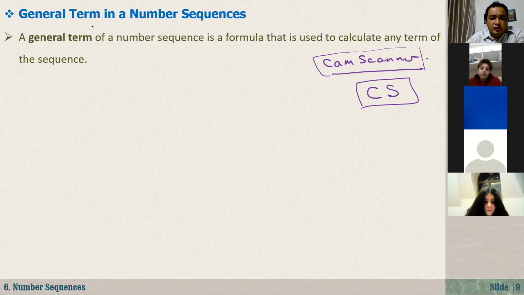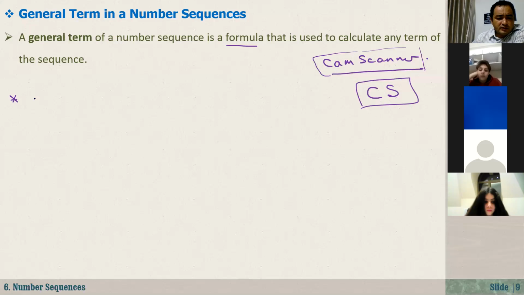Now, a general term of a number sequence is a formula that is used to calculate any term of the sequence. That is also, as I told you, a very important thing. You're going to use this concept a lot.